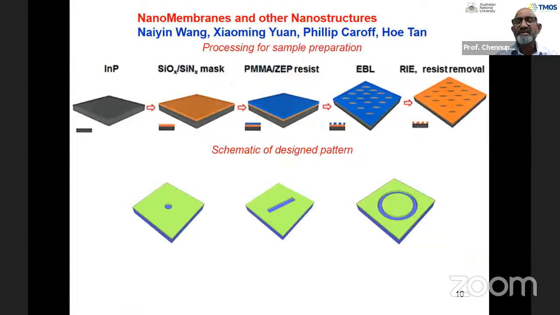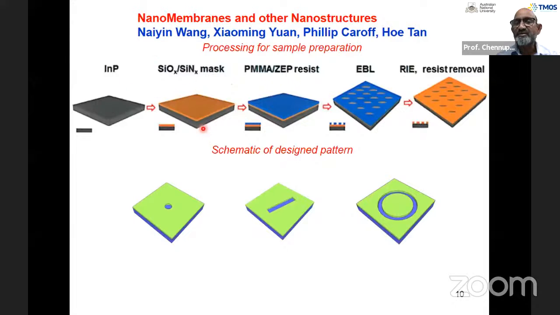So we asked ourselves, if instead of opening a hole, what would happen if you open a slot or open a ring in the case of selective epitaxy, for example. This is the work of my student, Dr. Nain Wong, where he spent about 4 years in order to be able to really look at this problem and try to get high quality, a wide variety of different structures.